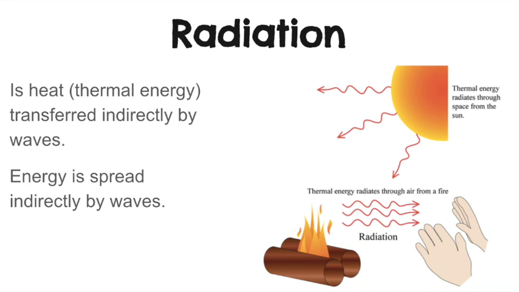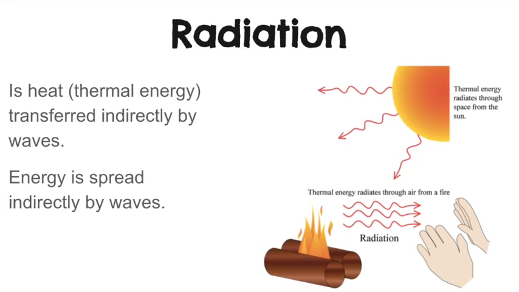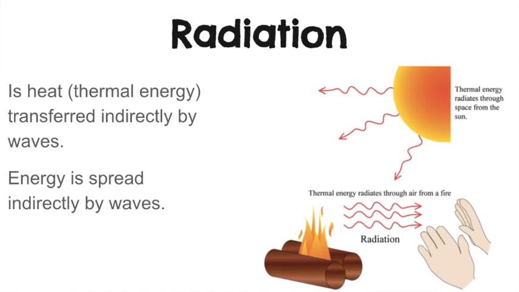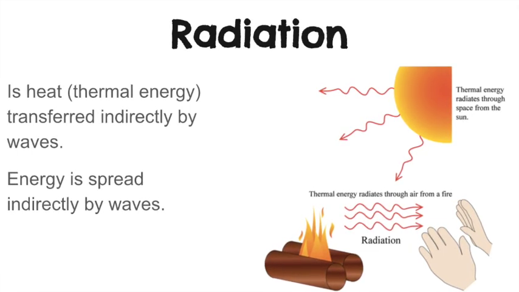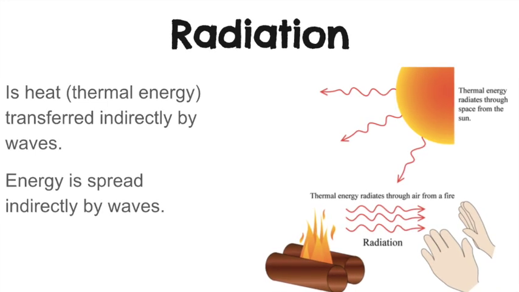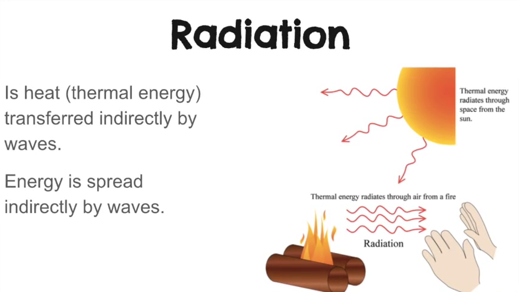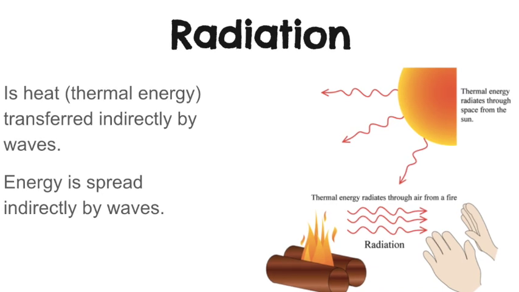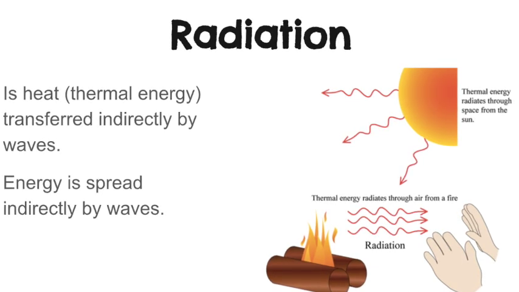The last example is radiation. Radiation is heat being transferred indirectly by waves, and energy is spread indirectly by waves. So an example could be the sun spreading thermal energy or giving thermal energy to objects, or if you stand in front of a campfire, the warmth from it spreads out through waves until it finally reaches you, just like this picture of Willow near the campfire.